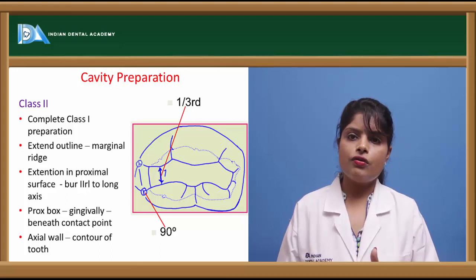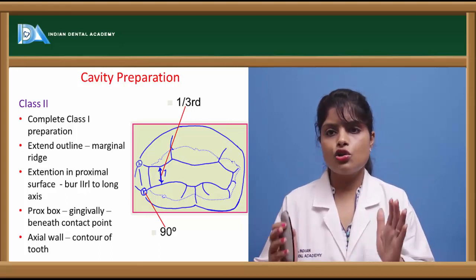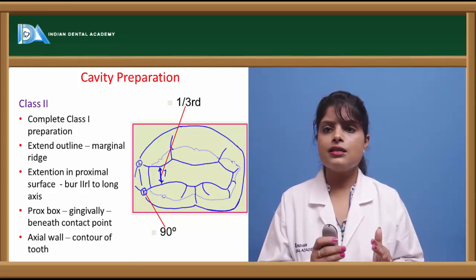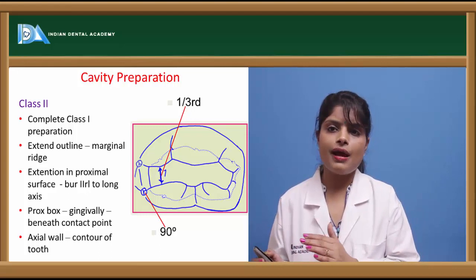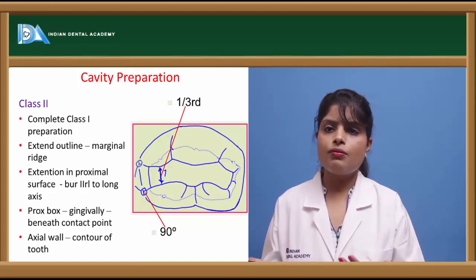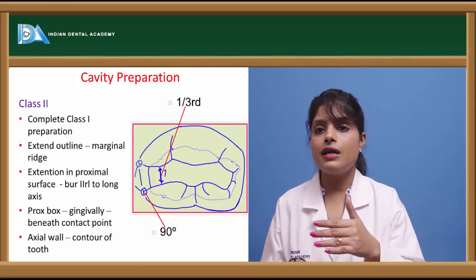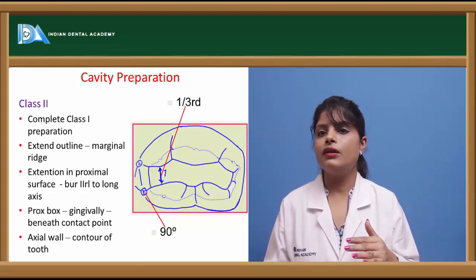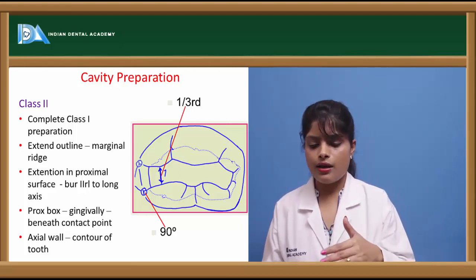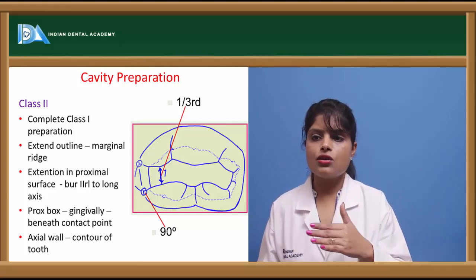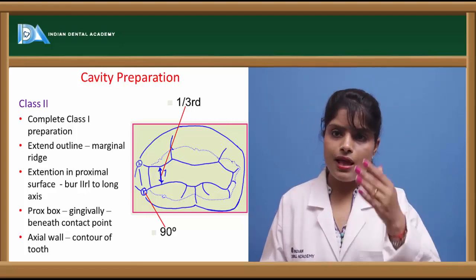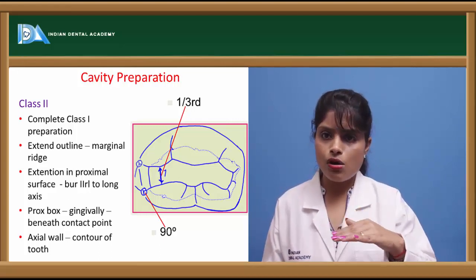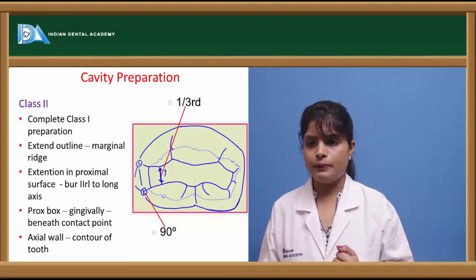And finally, in the case of class 2 cavity, the proximal box should be wider than that of the class 1 cavity. The proximal box in the permanent teeth is much narrower than the proximal box in the primary teeth. And it should extend up to the self-cleansing areas. It should always be above the contact point, and the gingival wall should be straight. It should not be beveled because the enamel rods are tilted occlusally in the primary teeth. The axial wall should be in contour with that of the wall of the tooth, and the proximal box should be placed beneath the contact point.